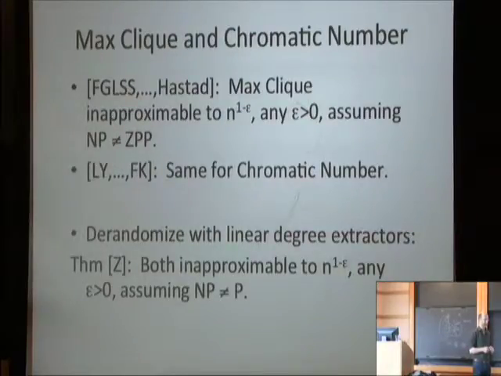So you can view his result as converting list-decodable codes to list-recoverable codes. If you have list-decodable codes, you get this stronger, list-recoverable property. Yeah, I guess.